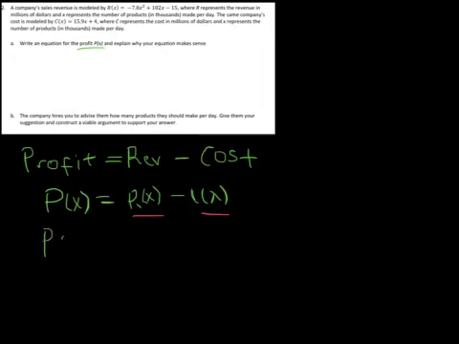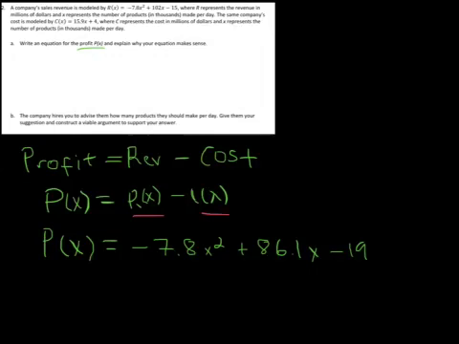So P of X will equal, and so our equation is negative 7.8x squared plus 86.1x minus 19. And this, of course, makes sense because we have taken the revenue and subtracted the cost.